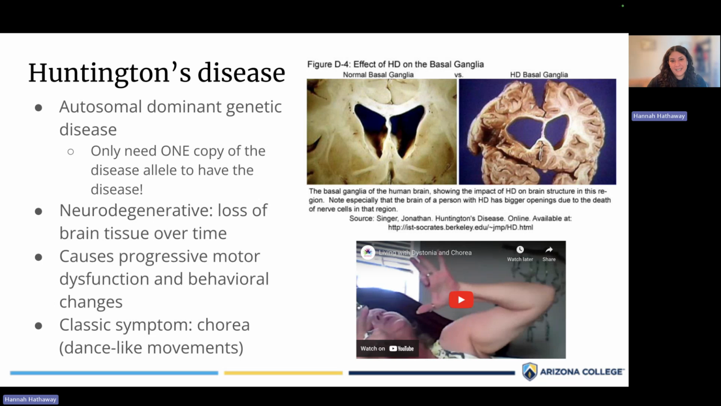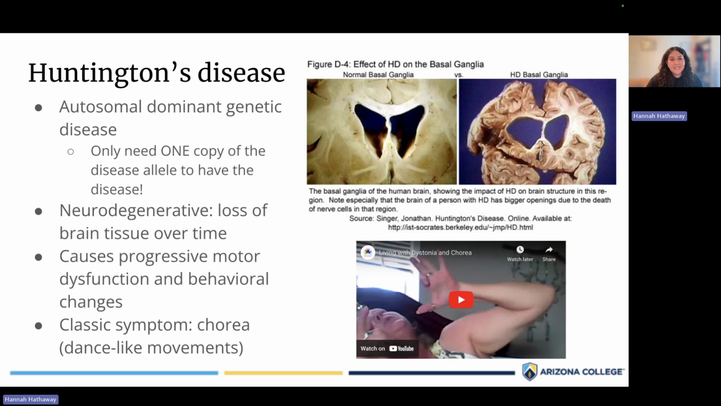Huntington's disease is very rare, but it is dominant, meaning if you get even just one copy of that gene, you will get it. The sad thing about Huntington's disease is it doesn't usually show up, or you don't usually have any signs or symptoms until you're mid-aged, so like your 30s or 40s. That means you might have already had kids before you knew you had the disease, which is really sad.